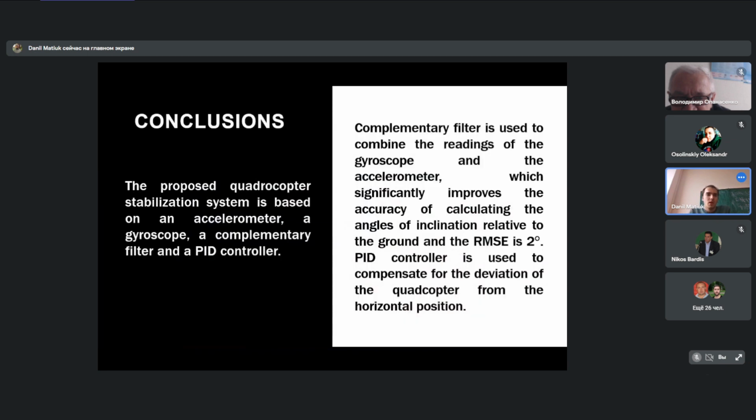As a result of testing, the developed stabilization system confirms the possibility of its use in the construction of a quadrocopter. Two main tasks have been solved in the development of a flight stabilization system. Firstly, the position of the UAV in free space is determined, the angles of inclination relative to the Earth's surface and the deviation from the required position are calculated. Secondly, control signals are given to compensate for the deviation and bring the quadrocopter to the required position. Thank you for your attention.